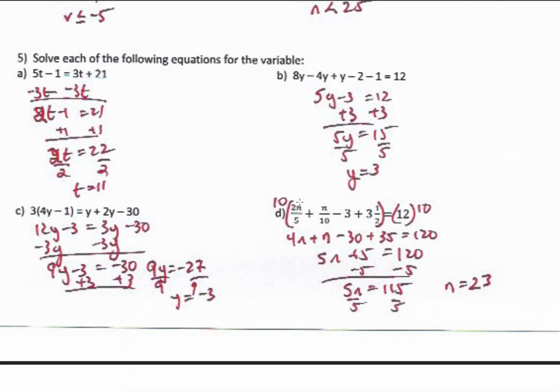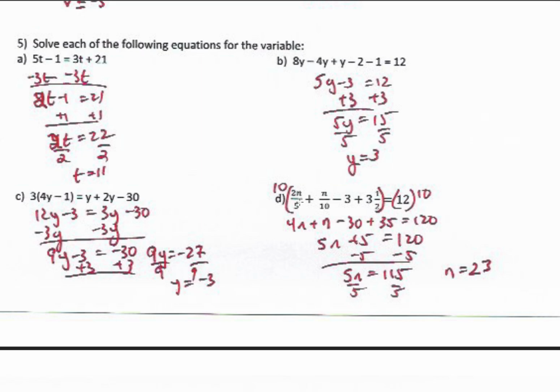Okay, number 5 is all equation types that somewhere, somehow you're going to see on your test. The first one is an opposite side, opposite operation situation. So always start with the smaller number of the variable. Minus 3t gives me 2t minus 1 is 21. Adding 1, 2t is 22. Dividing, and you get 11.